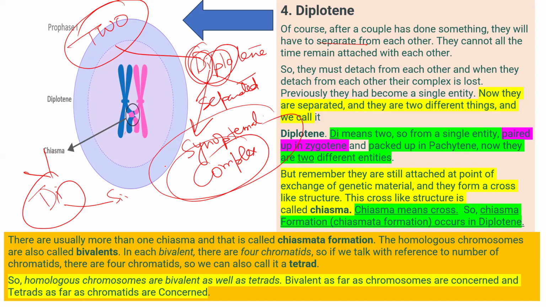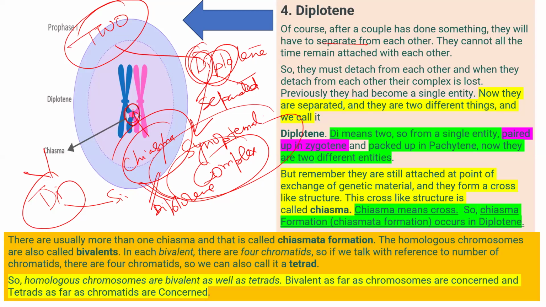That point is known as a cross-like structure, the chiasma. They are still attached at diplotene because they have not gone through any legal process to be separated. So they are still attached at one place, the chiasma. Chiasma means cross. Chiasma formation occurs in diplotene. There is usually more than one chiasma, which is called chiasmata formation.